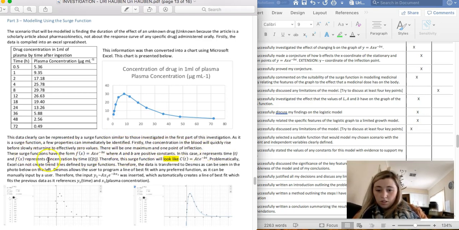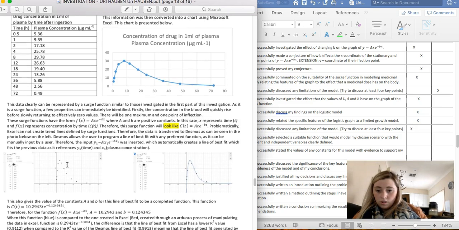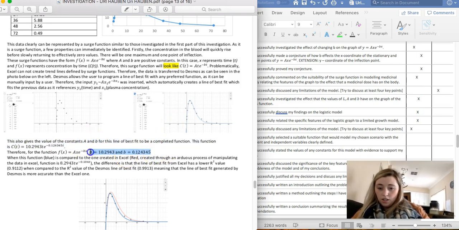Positive constants. So again, I think these graphs here are probably a little bit too small. Okay, the values of A and B for the surge of best fit. So okay, you got that from Desmos. A is that and B is that. Okay.